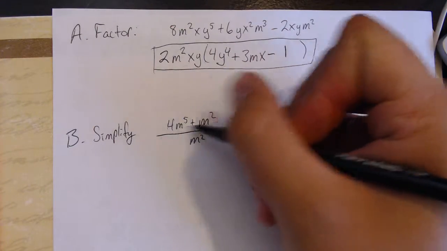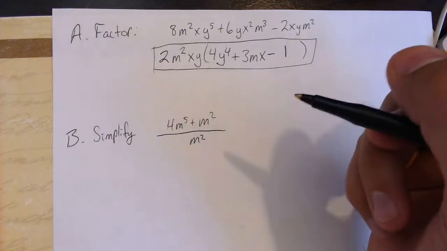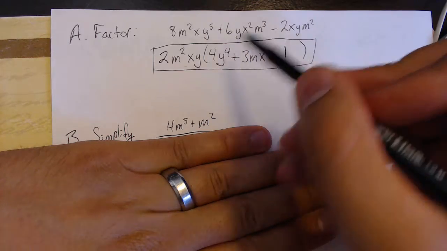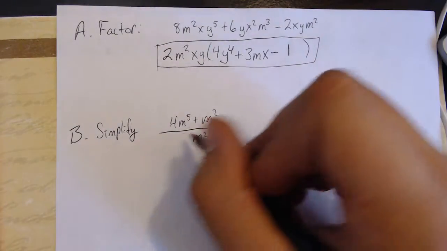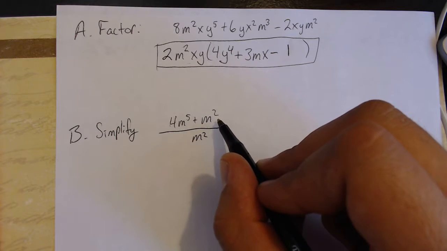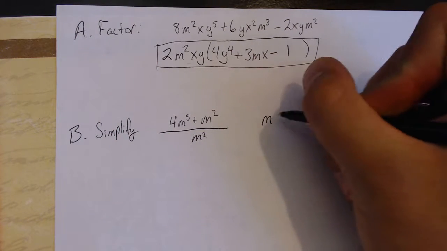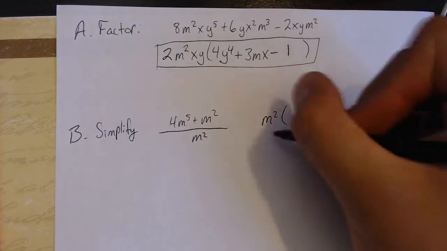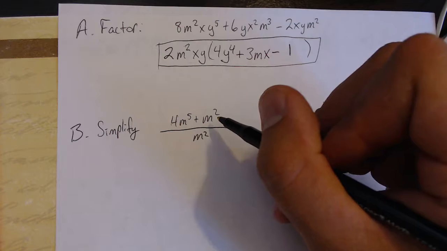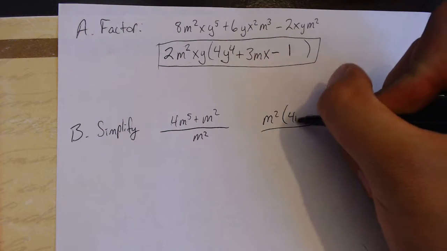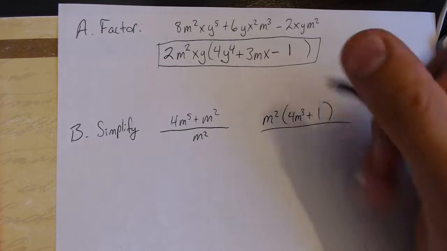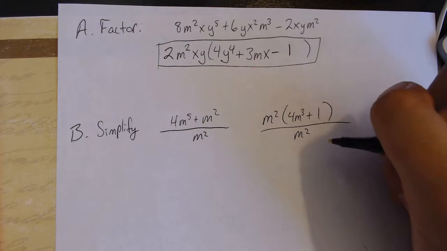All right. So what we're going to do is we're going to factor the numerator. If you look at the numerator, if I put my hand over the denominator, I've got the exact same problem I had up here, but easier. I can tell that the greatest common factor is going to be m squared. I can take m squared out of both of those and then rewrite the polynomial. Now if I divide 4m to the 5th by m squared, I get 4m cubed. And then m squared divided by m squared is just 1, so I put plus 1. And all of that is over m squared.